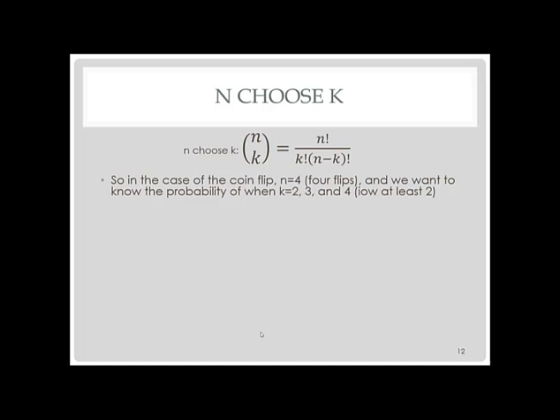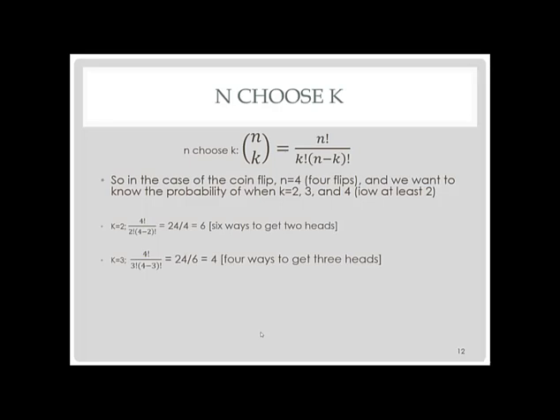So in the case of the 4 coin flips, N equals 4 flips. And we want to know the probability when K equals 2, 3, or 4. In other words, at least 2 heads. So let's look at the case of 2 first. K equals 2. So you have 4 factorial over 2 factorial times 4 minus 2 factorial, which equals 24 divided by 4, which equals 6. 6 ways to get 2 heads.